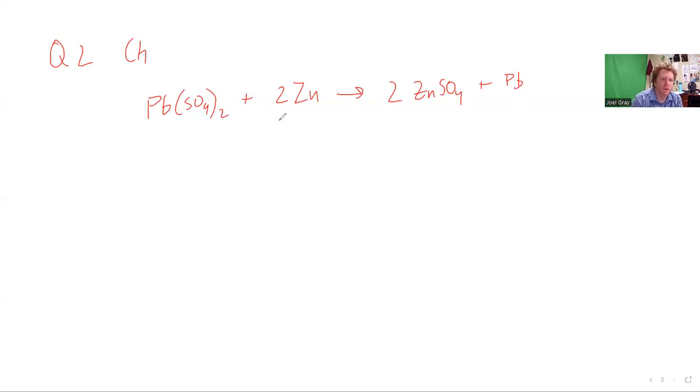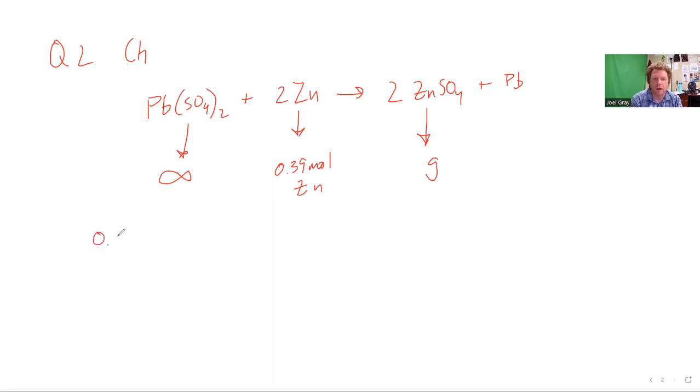Now the question is, if infinity PbSO4 is used, and I have 0.39 moles of Zn, then how many grams of ZnSO4 are produced? So this is going beyond the step of moles, and it's going on to molar mass. We know that if we have infinity moles of PbSO4 and we have 2 moles of zinc, we're going to make 2 moles of ZnSO4.